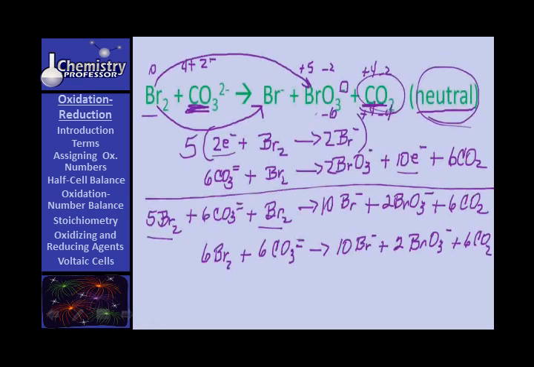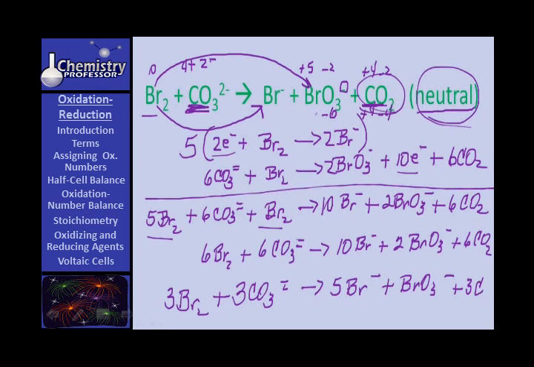So let's go through and reduce the equation. This becomes 3 Br2s and 3 carbonates, giving us 5 bromides and 1 bromate and 3 carbon dioxides. Okay.